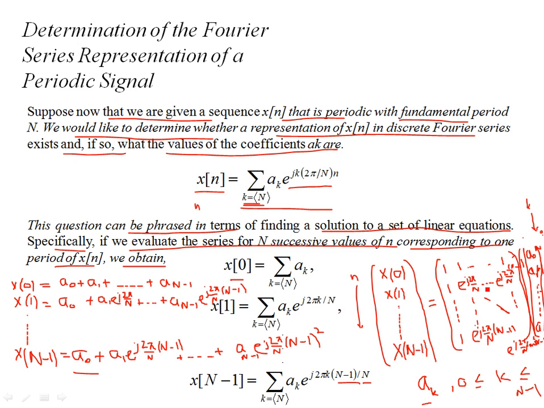Or from this linear combination, you can go on reducing the matrix and find the coefficients in terms of x0, x1 and x of N minus 1. You can find the coefficients uniquely. These columns of the matrix are linearly independent, so you're going to end up with a unique solution for the Fourier coefficients. This is one way to look at the solution to determine the Fourier series coefficients.